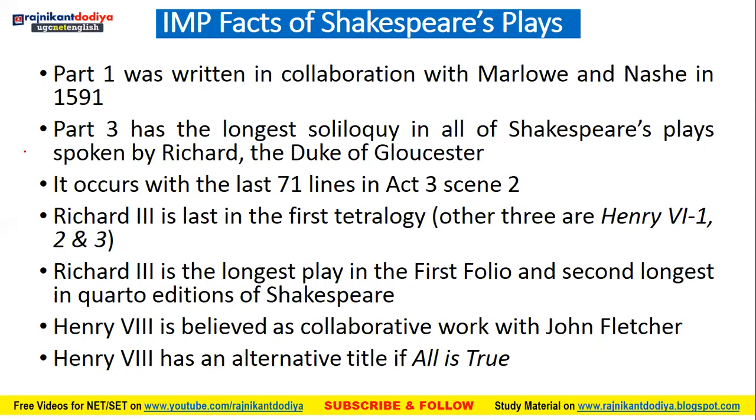Then this soliloquy occurs with the last 71 lines in Act 3, Scene 2. Then Richard III is the last in the first tetralogy. The other three are Henry VI, 1, 2, and 3 that we talked about. Then Richard III is the longest one in the first folio and second longest in the quarto editions of Shakespeare. Then Henry VIII is there. It is believed to be a collaborative work with John Fletcher.